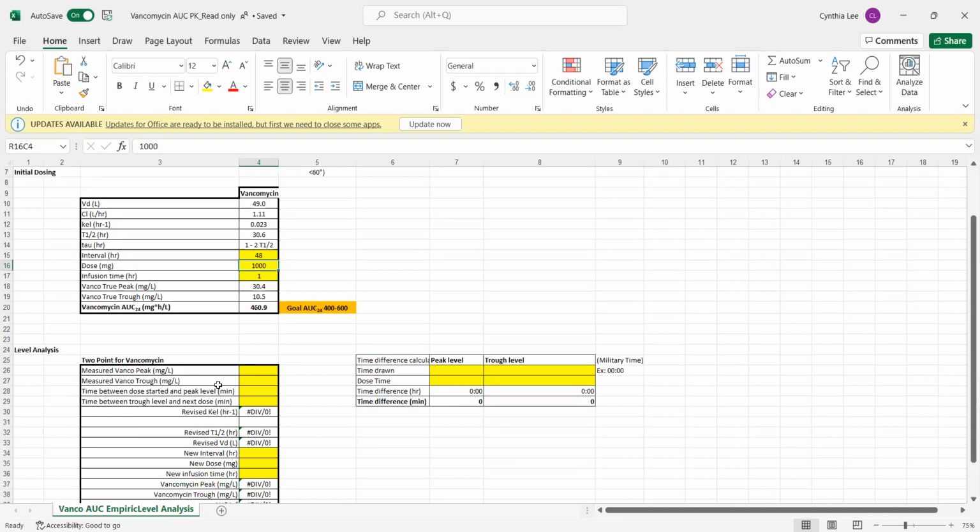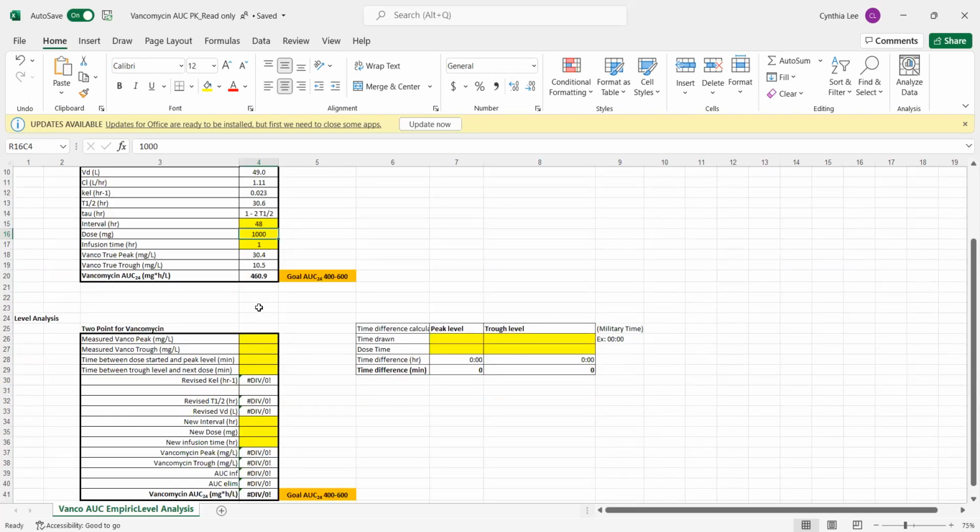The bottom part is level analysis. This is when you are getting your levels already. And typically, if you're going to monitor AUC, you're going to get a peak and trough. So a lot of times, for example, your peak is 50 and then your trough is, let's say, 14. And again, all the yellow highlighted cells need to be filled with some data, right?